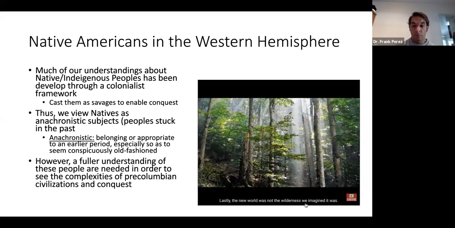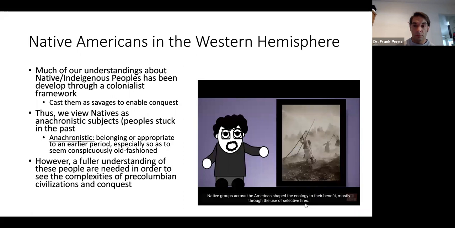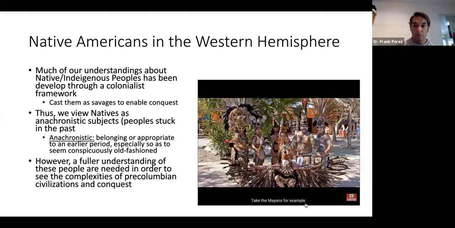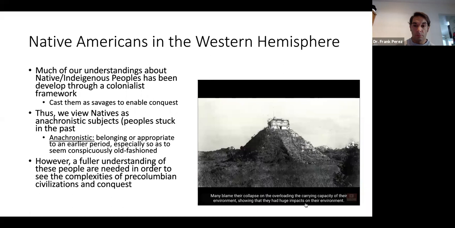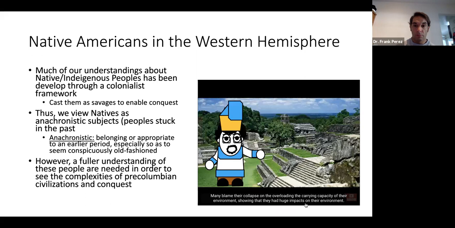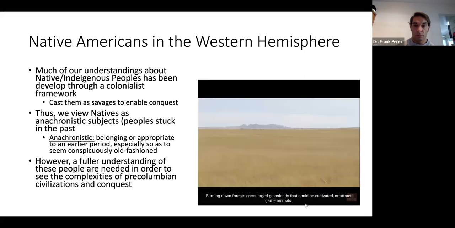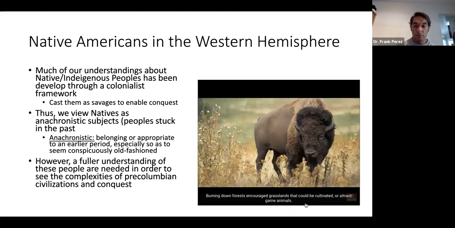Lastly, the New World was not the wilderness we imagined it was. Native groups across the Americas shaped the ecology to their benefit, mostly through the use of selective fires. Take the Mayans, for example. Many blame their collapse on overloading the carrying capacity of their environment, showing that they had huge impacts on their surroundings. There's plenty of evidence that many native groups used slash and burn techniques to shape the landscape to their needs. Burning down forests encouraged grasslands that could be cultivated or attract game animals.